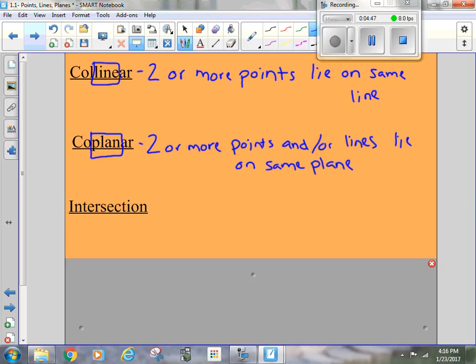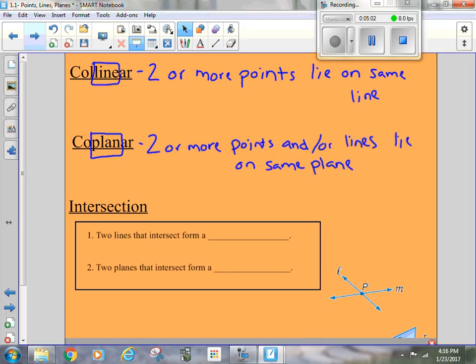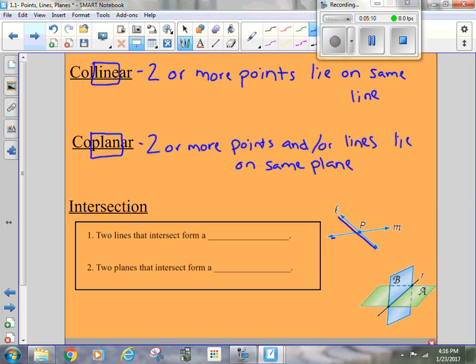And then an intersection. An intersection is when 2 things cross. So we have the intersection of 2 lines that intersect form, pull this up here. So here you can see two lines that intersect are going to form a point. And then over here we have two planes that intersect are going to form a line. So you can see line R through here.